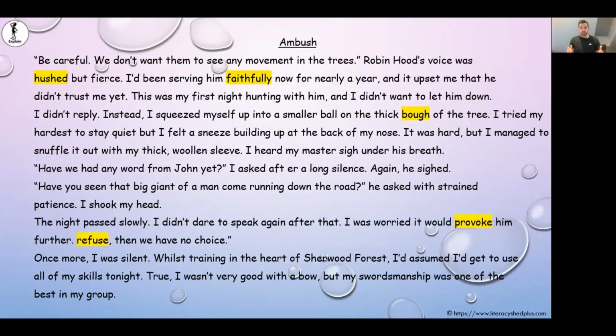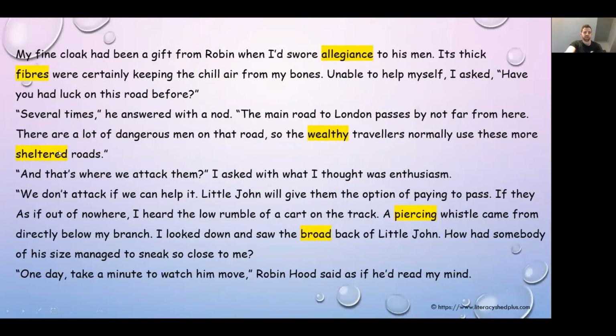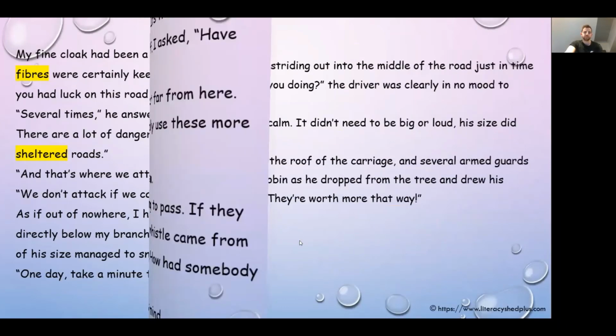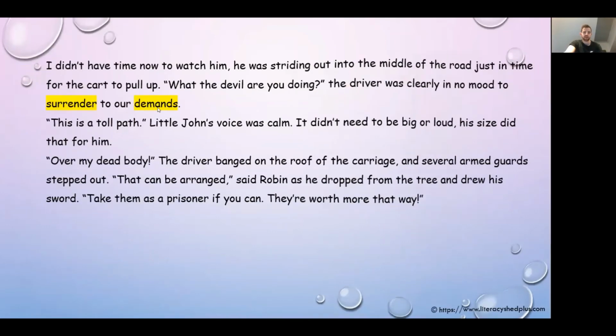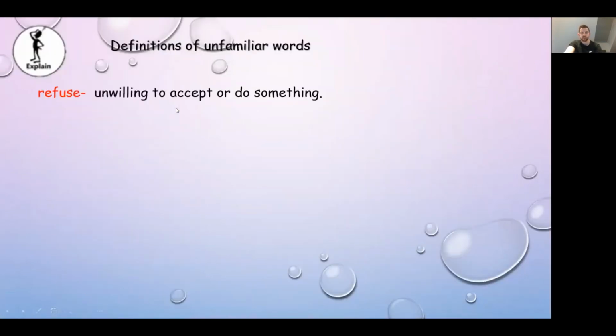So I've highlighted some of the words that I think may be unfamiliar to some of you. There's lots in there because this piece of text is rich with vocabulary and new vocabulary. So some of the words I've chosen are hushed, faithfully, bough, provoke, refuse, allegiance, fibres, sheltered, wealthy, piercing, broad, surrender, and demands.